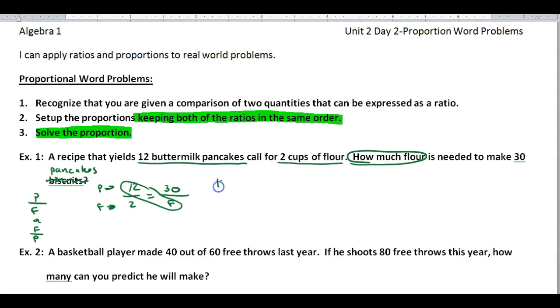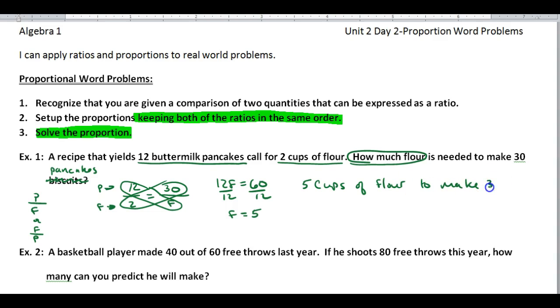the proportion. 12F equals 2 times 30, which gives you 60. Divide by 12, and you get flour equals 5. It would take 5 cups of flour to make 30 pancakes.